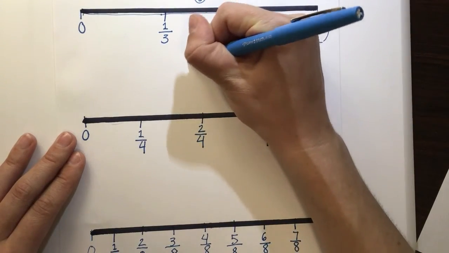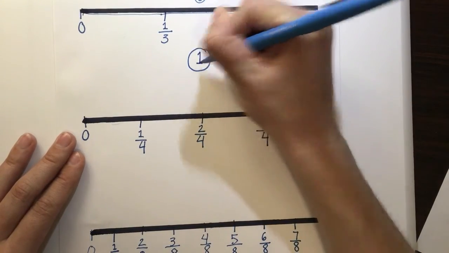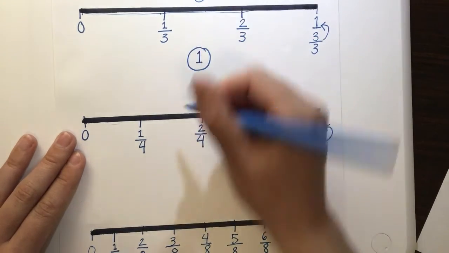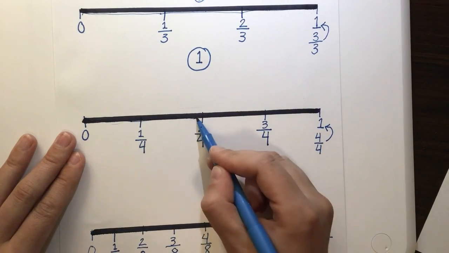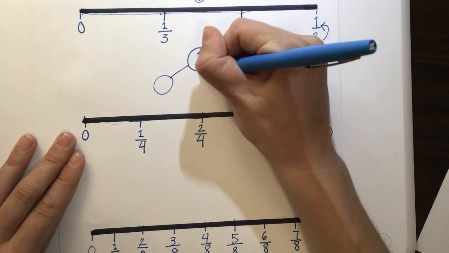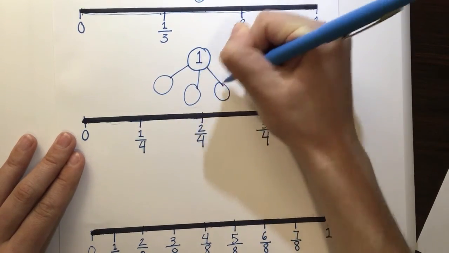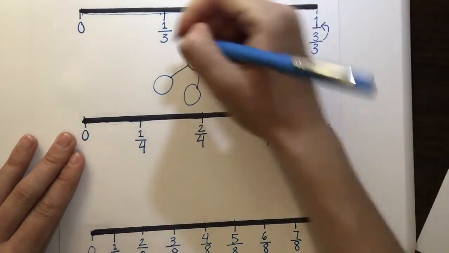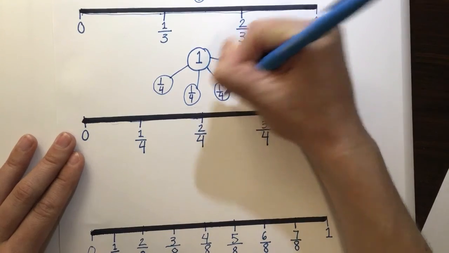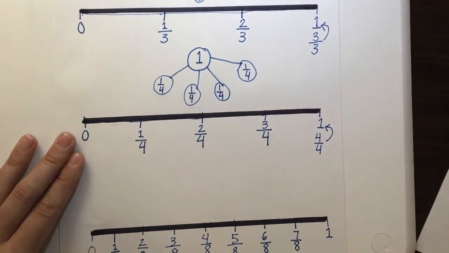If I showed that down here, how many unit fractions would I need to give me 4/4? Well, 1, 2, 3, 4. I would need 4 unit fractions to give me 4/4. A unit fraction is what one piece is called.